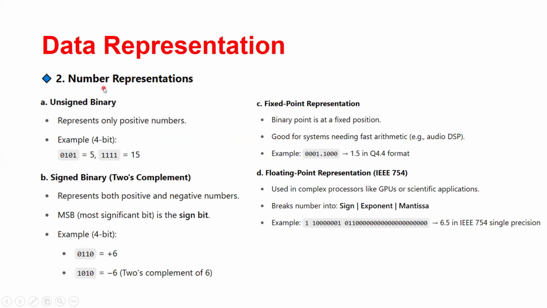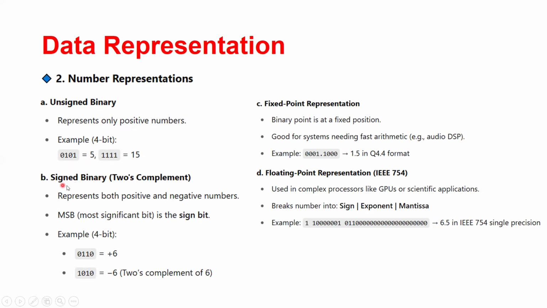Now have a look at how the numbers are represented. So there are following types. First one is unsigned binary. Again, it's binary, that means 0 and 1. So unsigned means it represents only positive numbers. For example, there is a 4-bit number, decimal 5 is represented as 0101, and decimal 15 is represented as 1111. So it is only showing up the positive numbers.